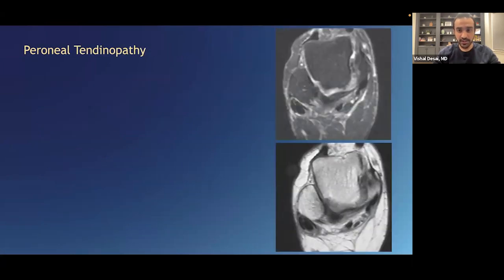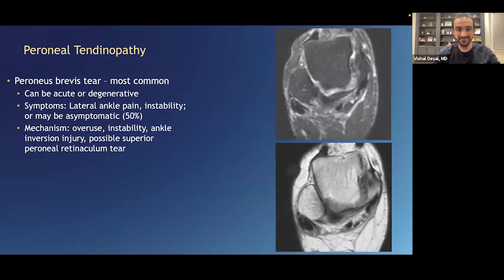Okay, peroneal tendinopathy, a little more bread and butter. The peroneus brevis tendon is going to be much more commonly involved than the peroneus longus tendon. This can be acute or degenerative due to overuse, instability, ankle inversion injuries, or retinaculum tears. These patients present with lateral ankle pain, instability, popping, clicking, or in up to 50% of patients may actually be an asymptomatic and incidental finding.